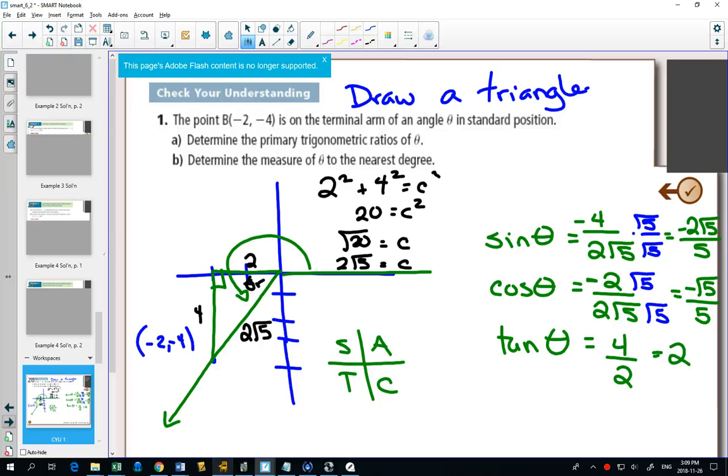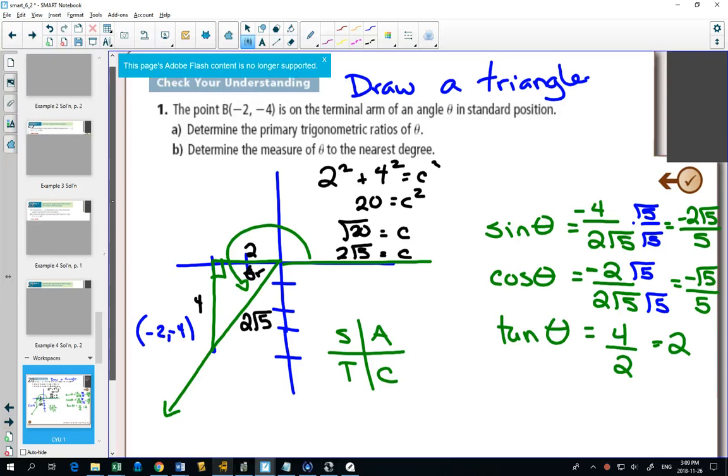Once you've figured out all 3 trig ratios, now, do they keep them unrationalized? They kept the root 5 on the bottom? Yeah, they haven't simplified it. You should write a new book. Should write a whole new book.